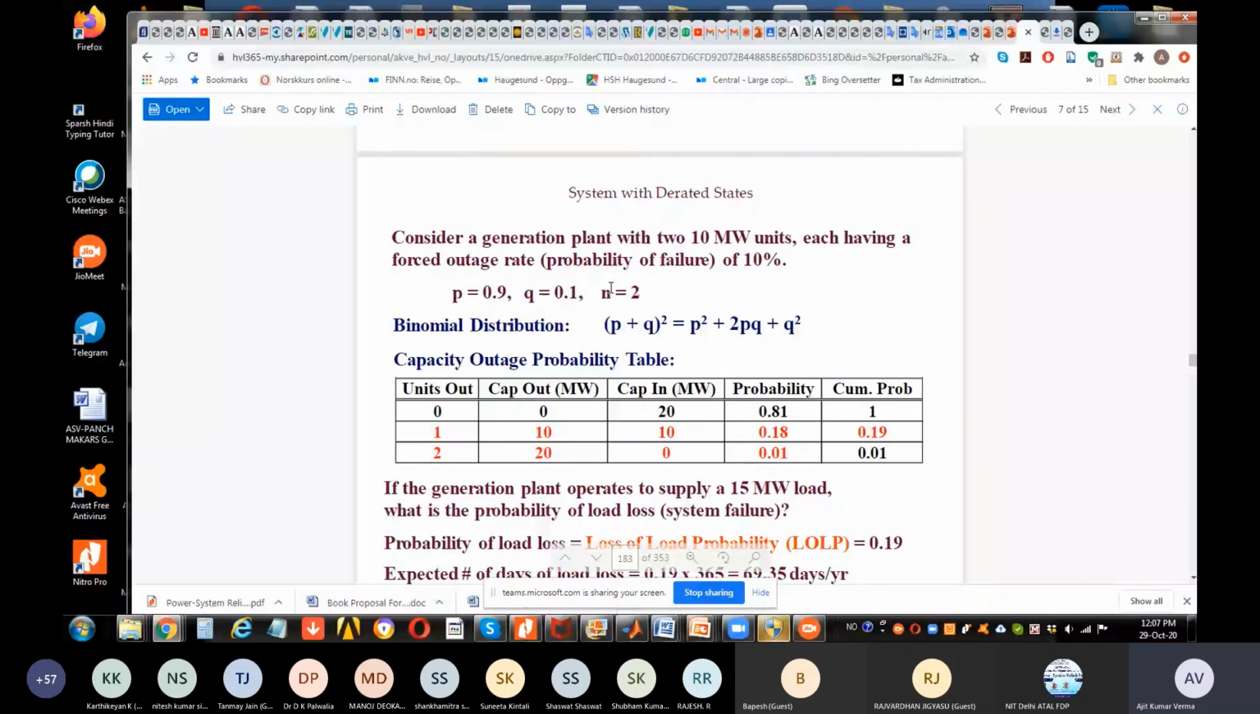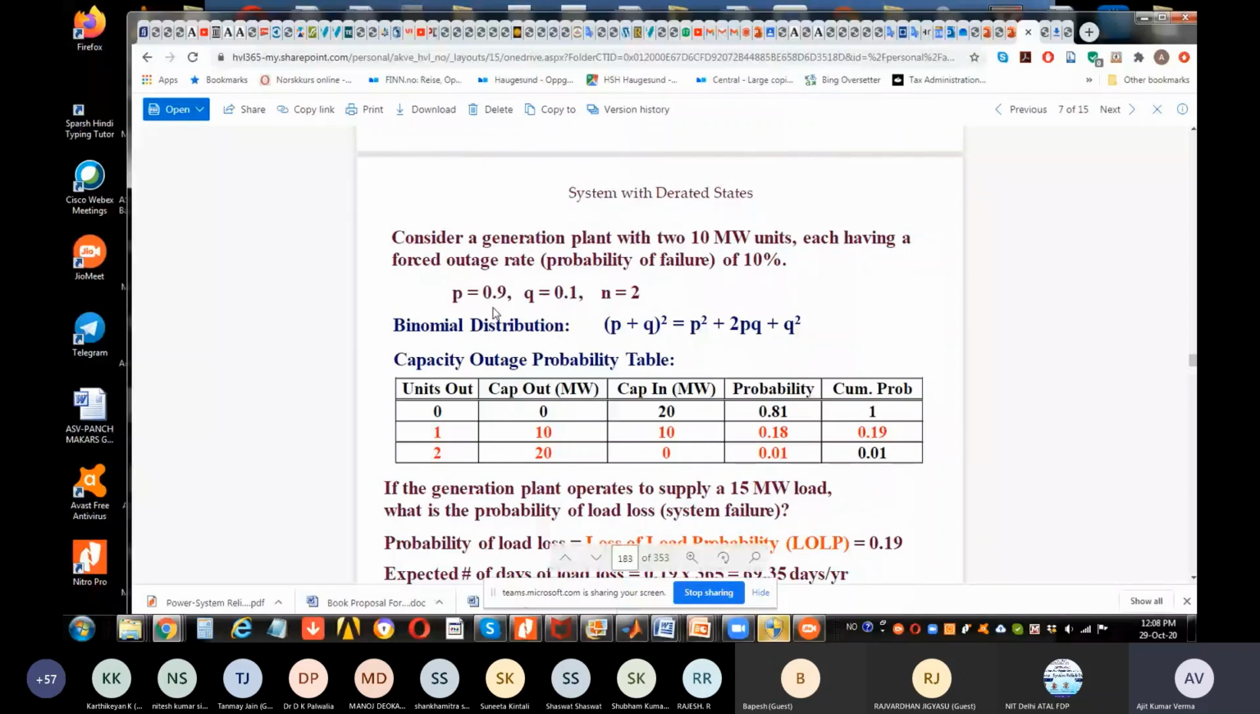And with two units, you have the various possibilities. That means either you can have 0 megawatt, or 10 megawatt, or 20 megawatts. Okay, so what are the probabilities? When zero, that means both are unavailable. So 0.1 into 0.1, 0.01: one is unavailable, and the second one is also unavailable.